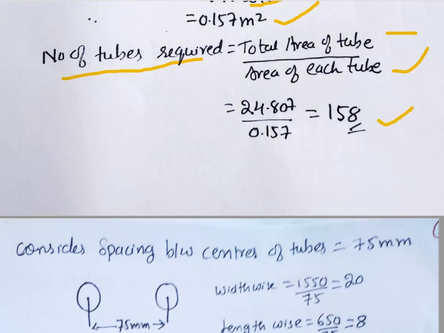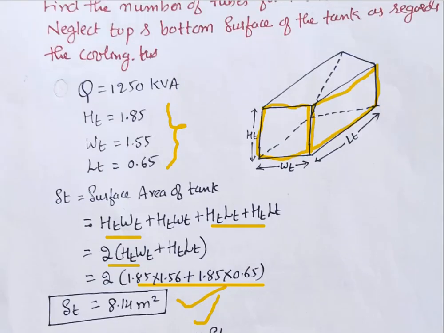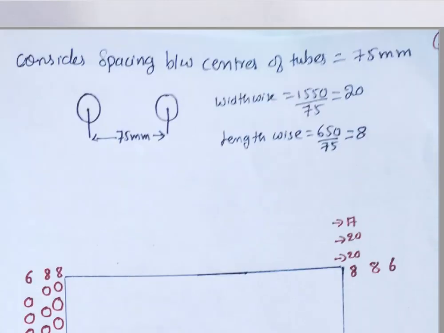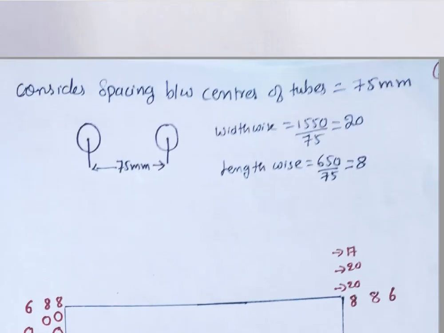Now the question arises: how to fit these 158 tubes in the transformer tank. How many tubes should be in this portion, and how many tubes should be in this portion, that we need to work out. Usually, as we know from the derivation, the tube spacing center to center is 75 mm.